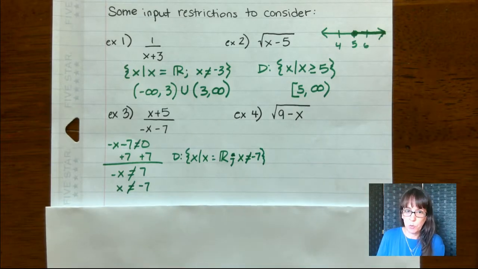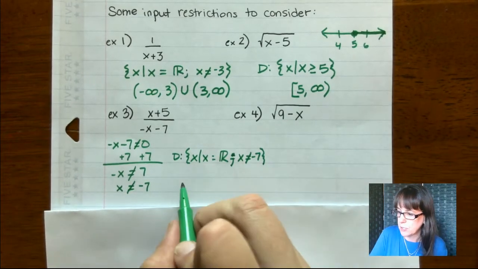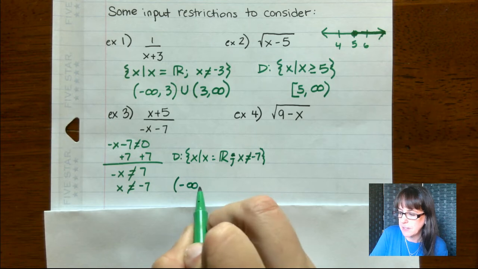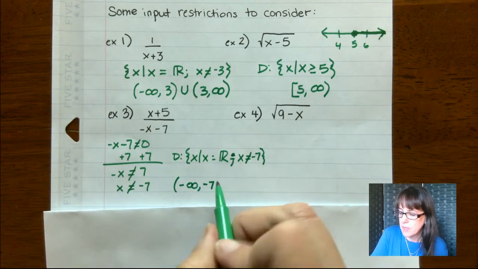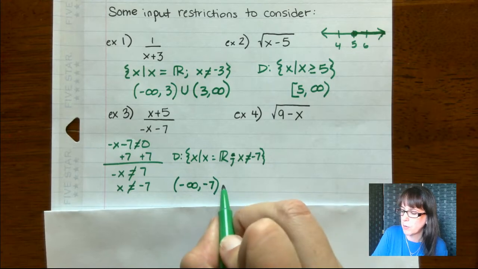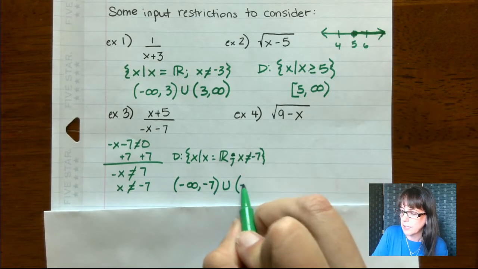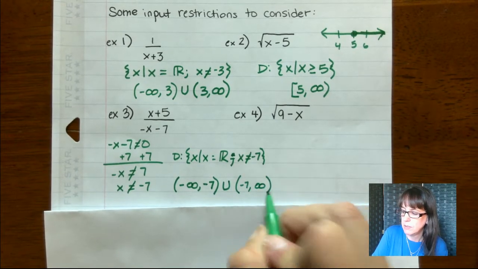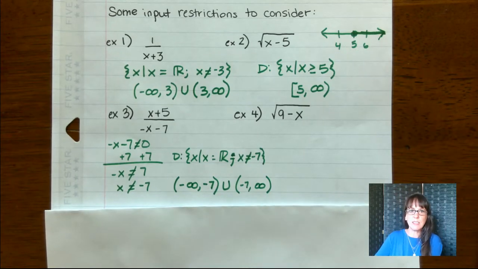Now, the way that would work in interval notation is -infinity to -7. It does not include -7, so we're going to use a parenthesis, union, -7, all the way to positive infinity. So looking at this says, hey, everything's included except for -7.